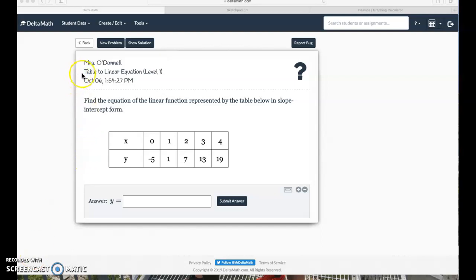Okay, this Delta Math recording is taking a table and turning it into a linear equation. All right, so the table that they're giving us here, let me see if I can just grab a snippet of it. X, Y: 0, negative 5; 1, 1; 2, 7; 3, 13; and 4, 19.